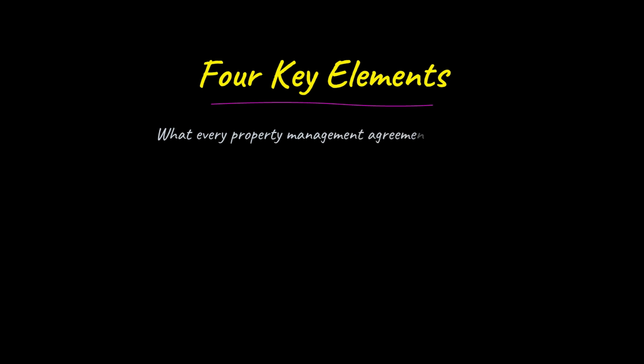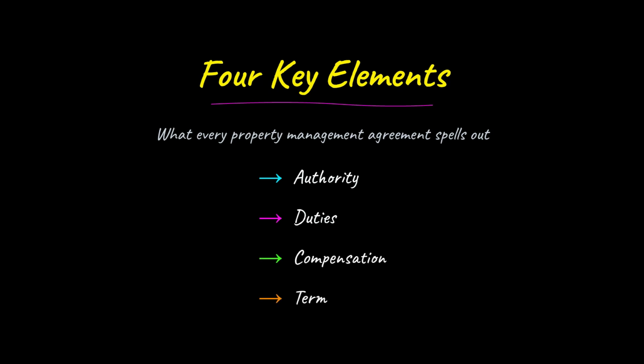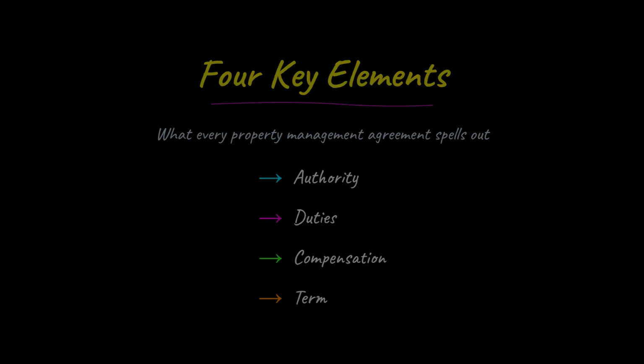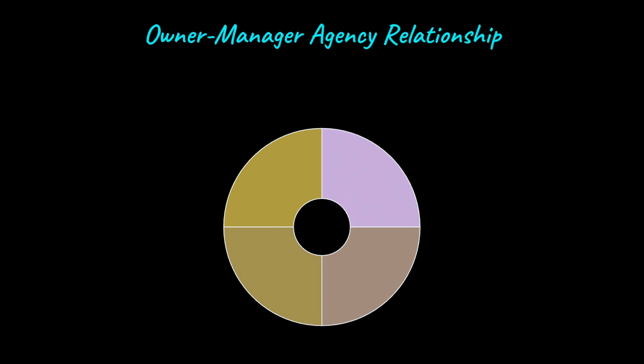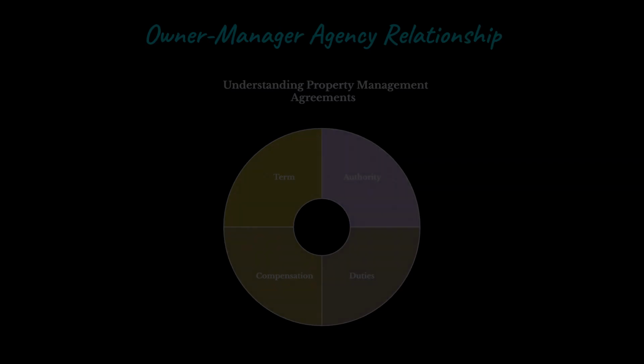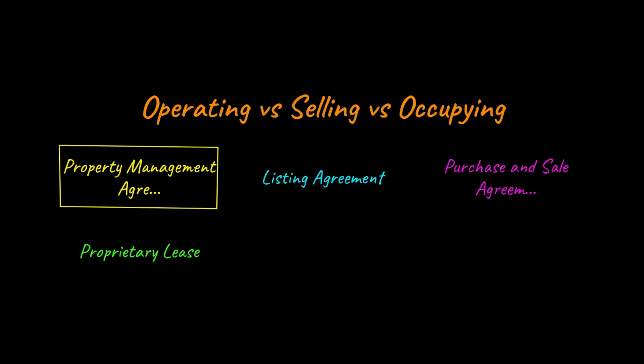A property management agreement spells out 4 essential elements: the manager's authority to act, the duties they must perform, the compensation they'll receive, and the term of the engagement. This agreement creates a general agency because the manager repeatedly acts on the owner's behalf over time rather than handling just one transaction. It's easy to confuse this with other real estate documents, but each serves a different purpose.